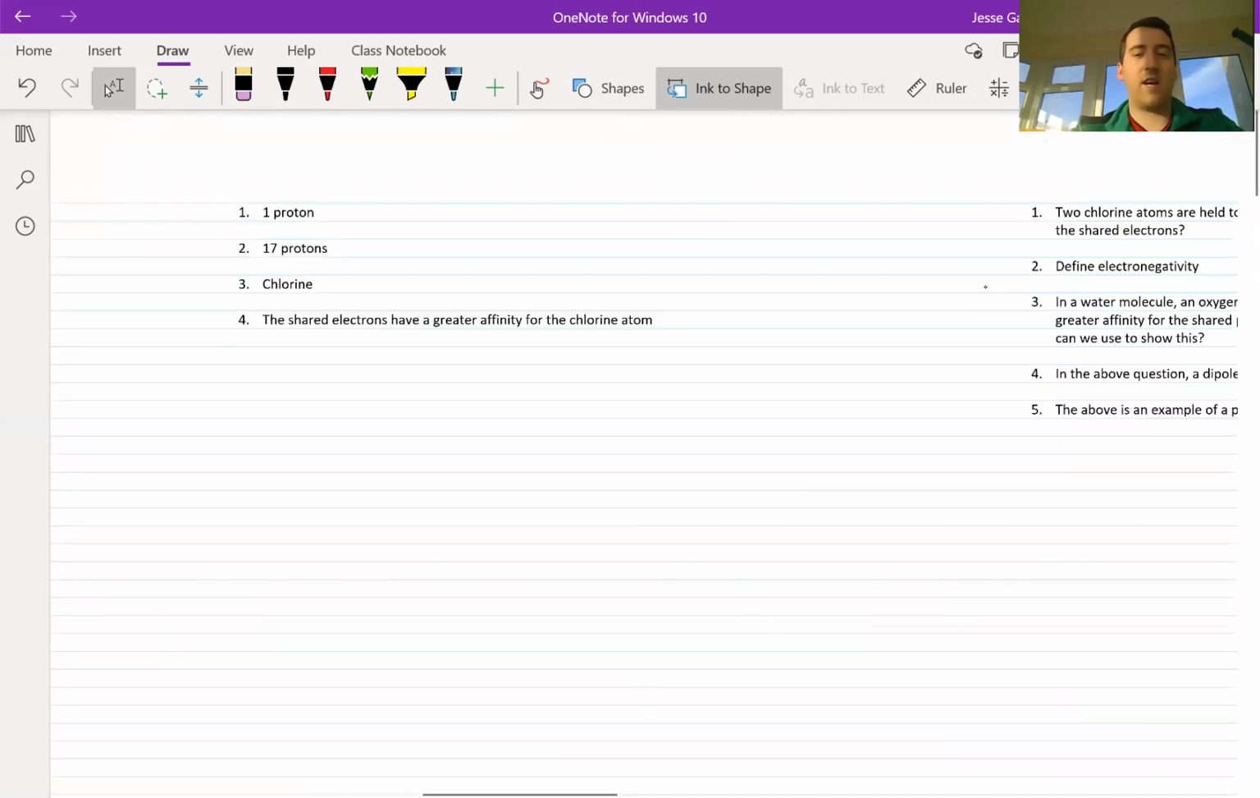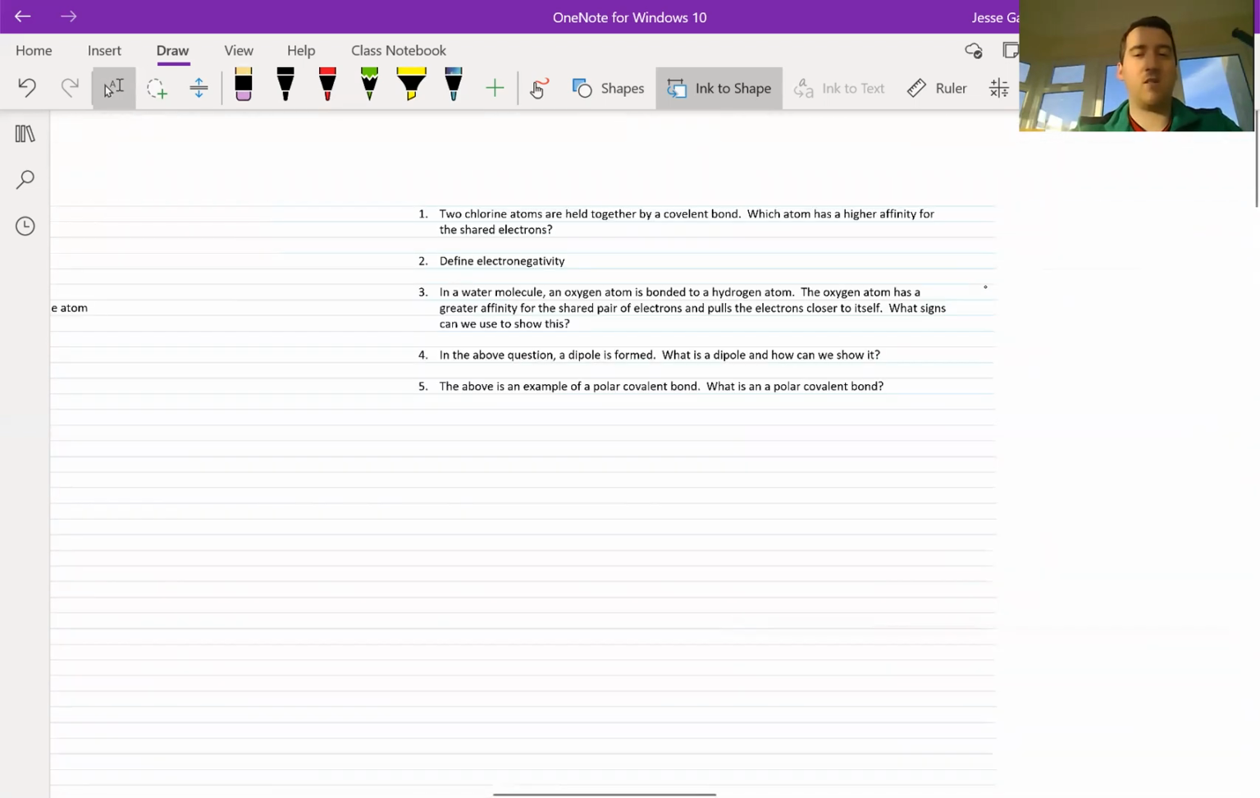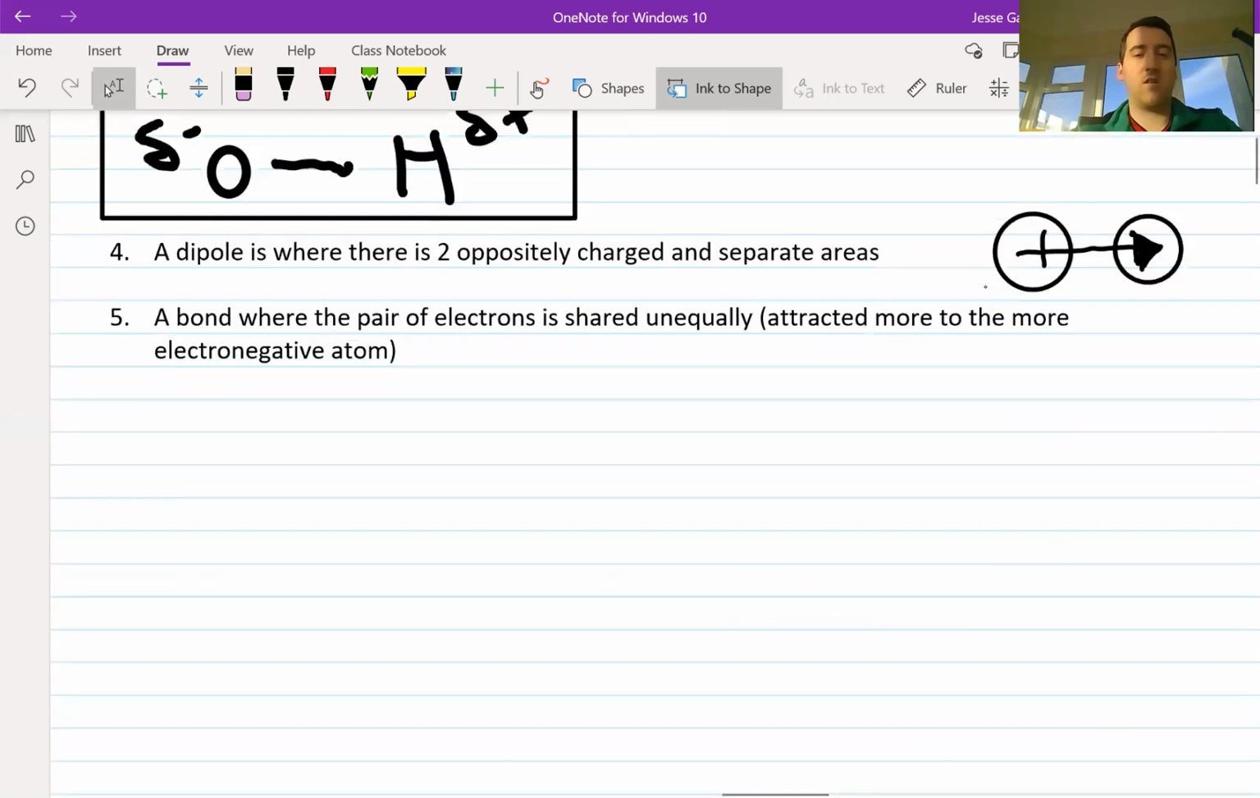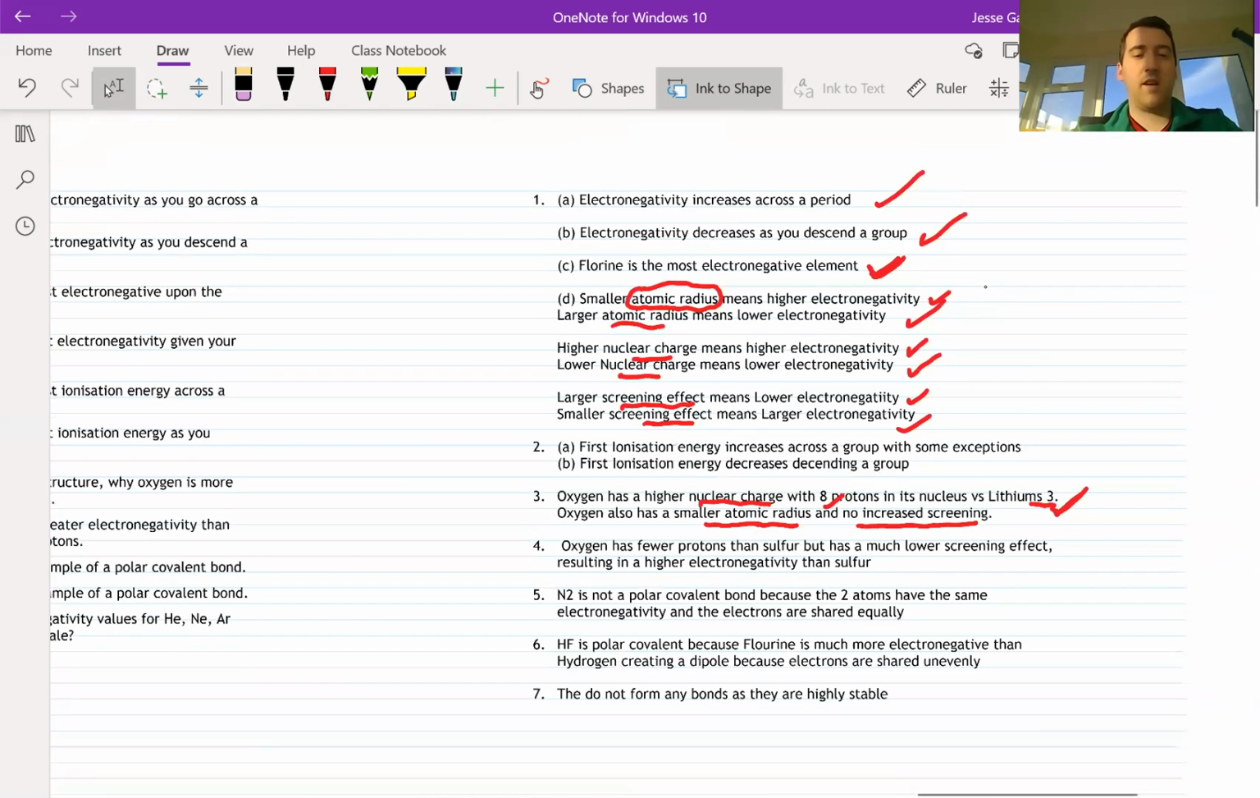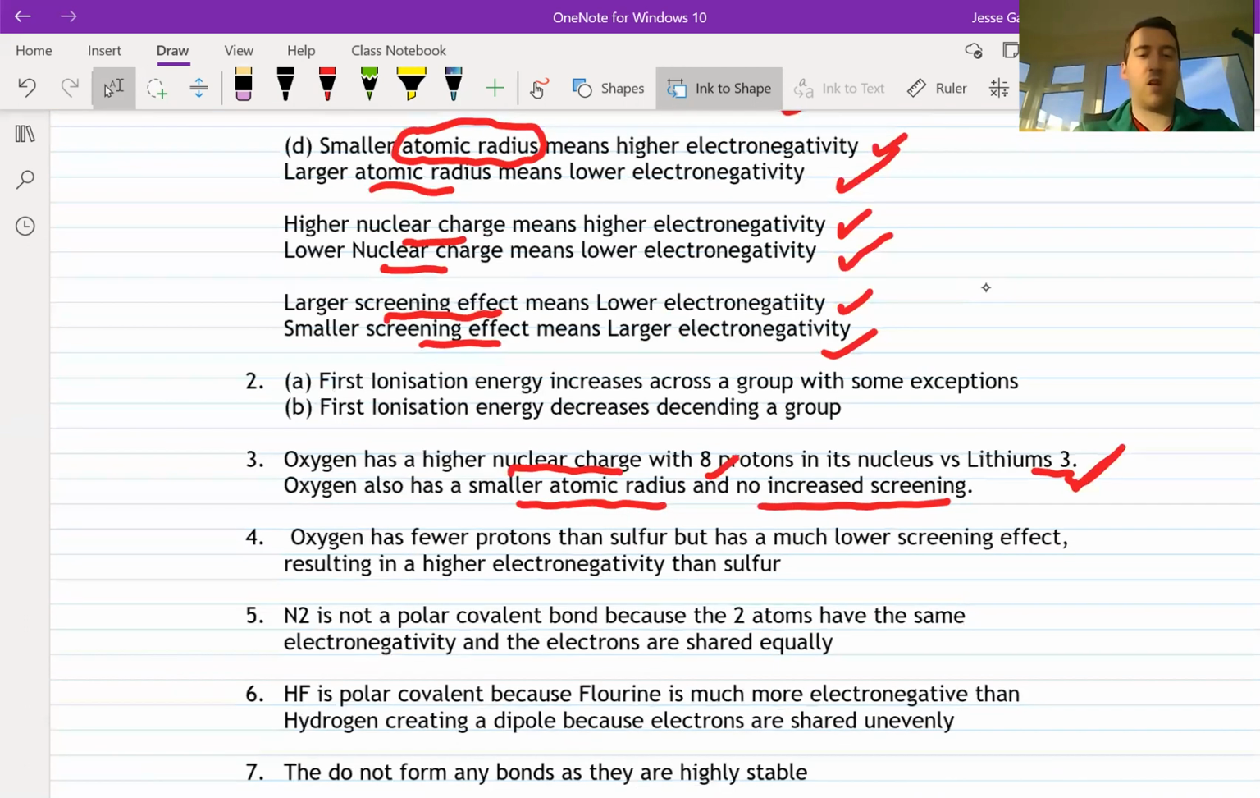Let's go back to the written answer. Here, oxygen has fewer protons than sulfur. This is true, but it has a much lower screening effect because oxygen has only one inside shell, and that is just the first shell with just the 2 electrons in it. Sulfur has that first shell with 2 electrons, but it's also got a second full shell with 8 electrons, so a much bigger screening effect.